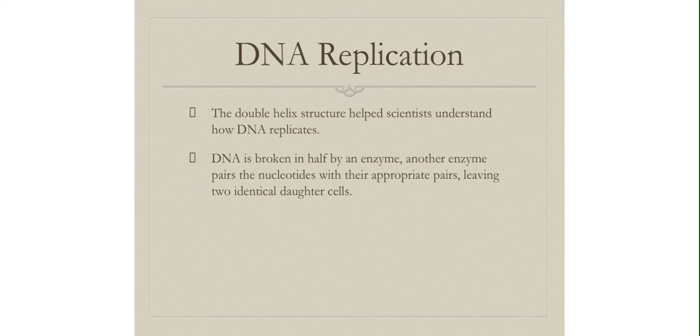So basically the breakdown, and it's actually a lot more complicated than this, but I've broken it down in the most basic terms. DNA is broken in half by an enzyme. Another enzyme, so a very different enzyme, pairs the nucleotides with an appropriate pair. So that means if there's an A that's empty, it pairs it with a T. And if there's a C that's empty, it pairs it with a G. And then after that DNA strand is read, we have the complete copy of the DNA, and then we have two identical daughter cells, which will have the same type of DNA. Basics. We are going to get into much more detail on that.